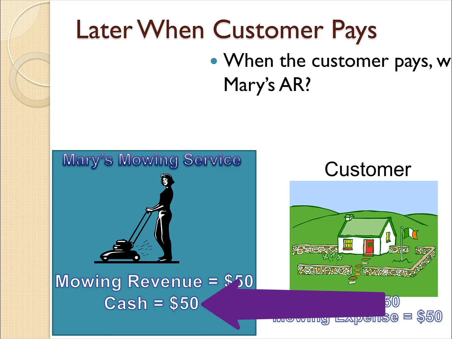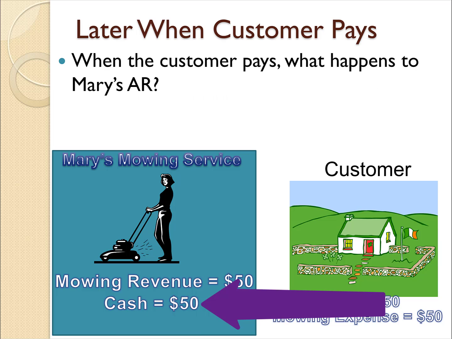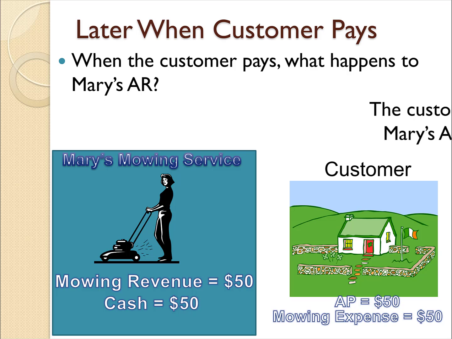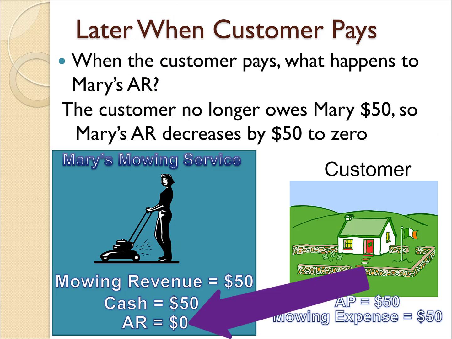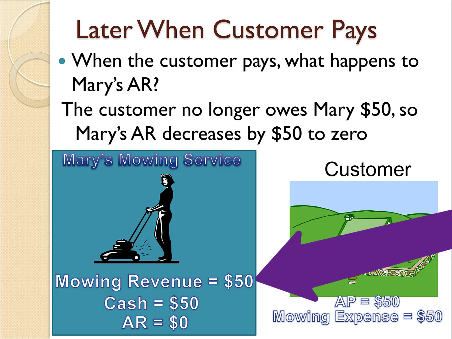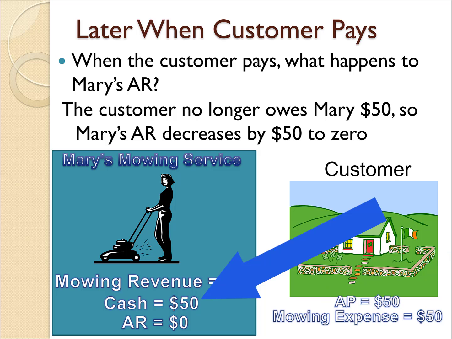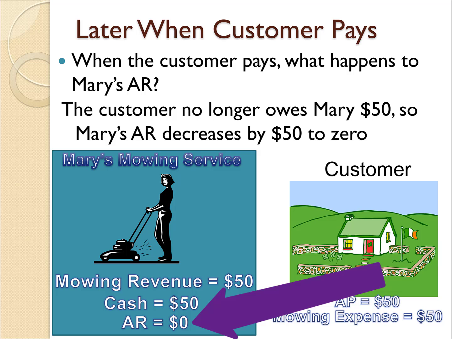Now when the customer pays Mary, what happens to Mary's accounts receivable? Does that customer still owe $50? No. The customer no longer owes Mary $50. So Mary's AR decreases by $50 to 0. So now Mary has mowing revenue of $50, cash of $50, and AR of 0.